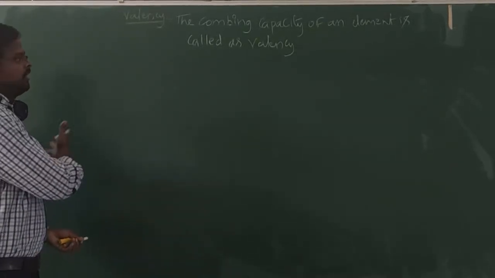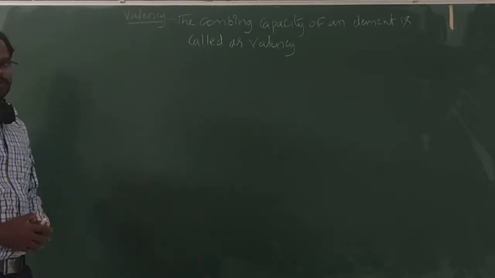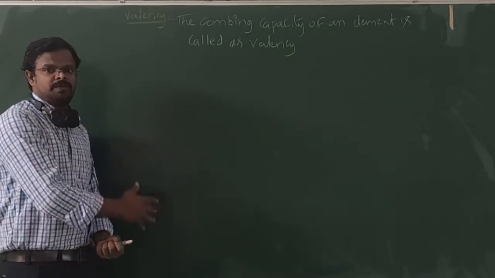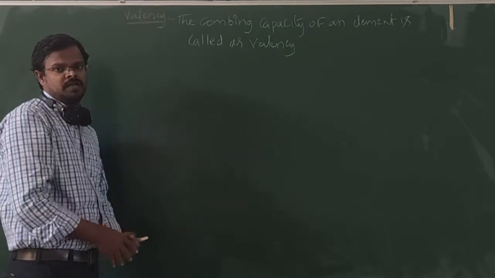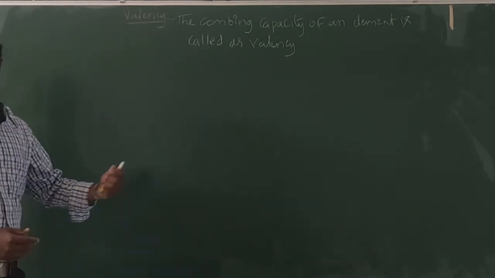Group-wise valency means, in the periodic table, how many groups do we have? Two groups. What are the groups? First A group and second A group. And the P block groups are third B, fourth B, fifth B, sixth B, seventh B, and eighth B. So what are their valencies? What are the group valencies?